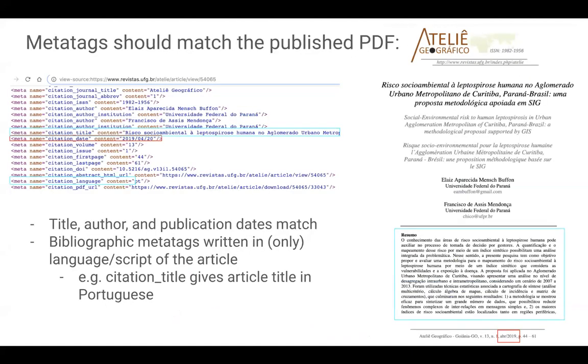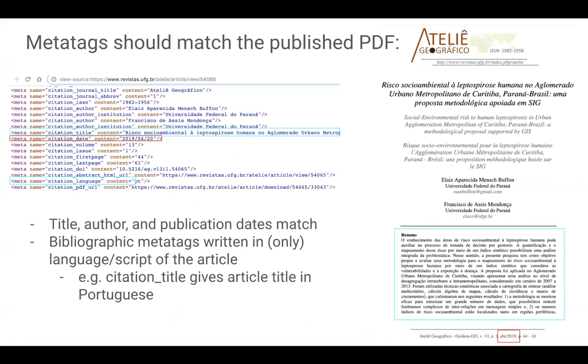When you review the metatags for an article, you'll always want to compare them to the metadata in the PDF of the article. The PDF is considered the version of record and the ground truth for the scholarly item. So in this example, these metatags look great, and I'll tell you why. Hopefully it's not too small to see.